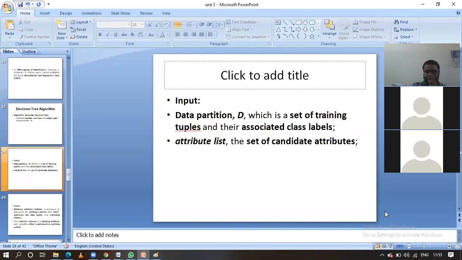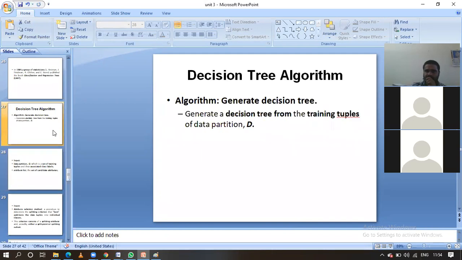What is the input for the construction of the decision tree? That is the data partition D. It consists of a set of training tuples and the associated class labels. You already know what is meant by class label.